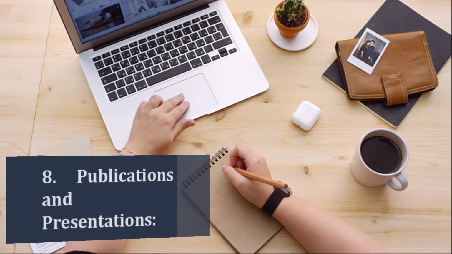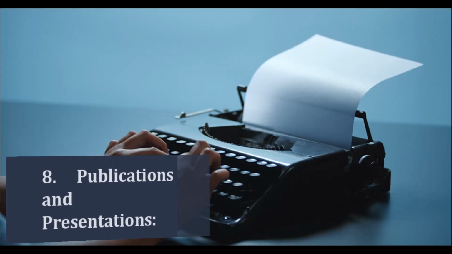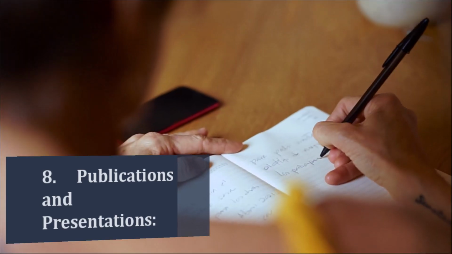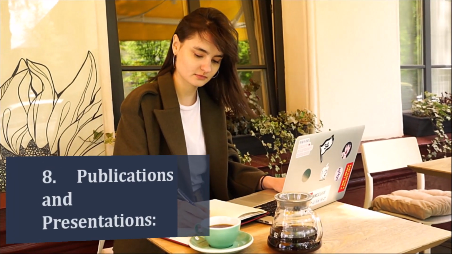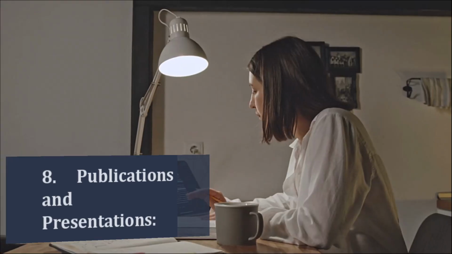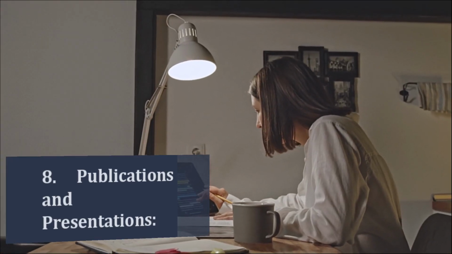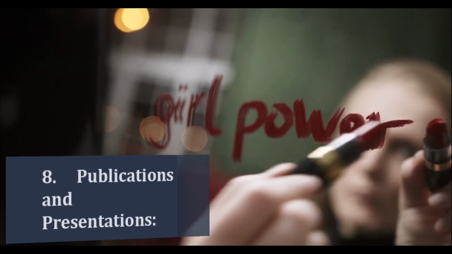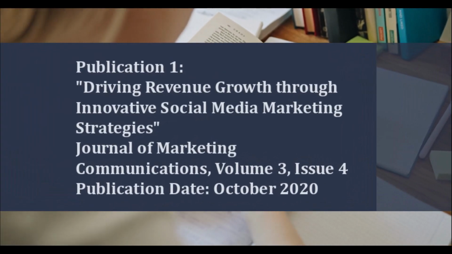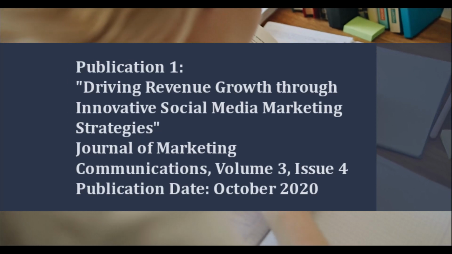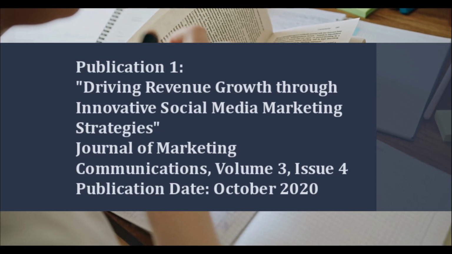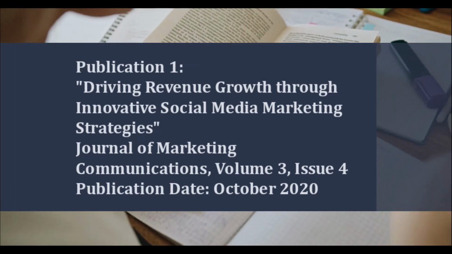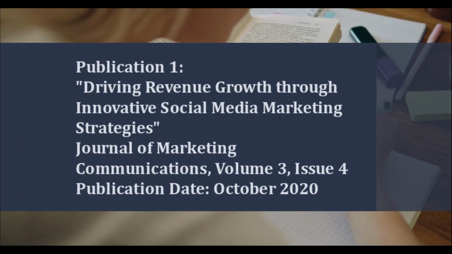If you have any academic, professional, or research publications, conference presentations, journal articles, or book chapters, be sure to create a separate section to highlight these accomplishments. Include the title of the publication or presentation, the name of the journal or conference, and the publication date or presentation date. Example: Publication 1. Driving Revenue Growth Through Innovative Social Media Marketing Strategies. Journal of Marketing Communications, Volume 3, Issue 4. Publication date: October 2020.